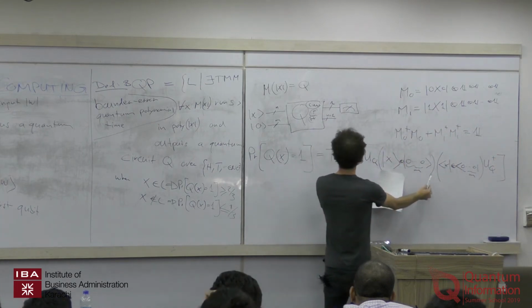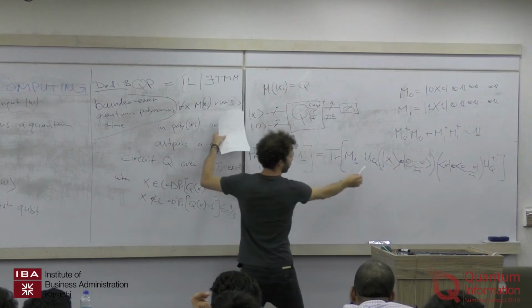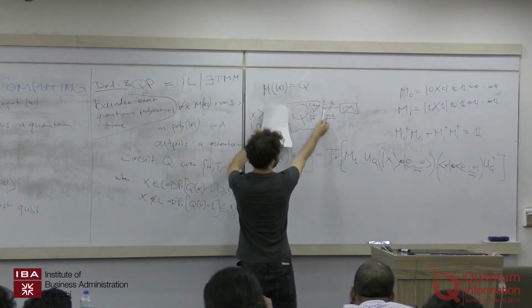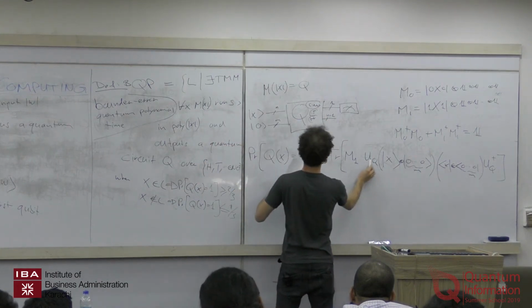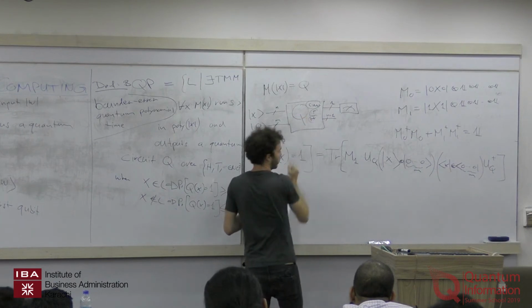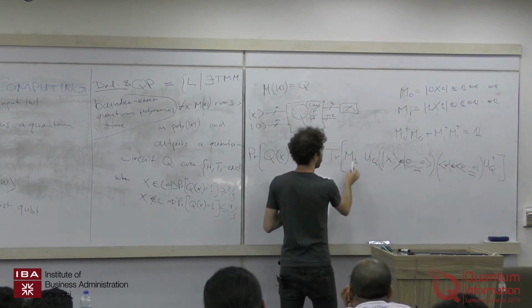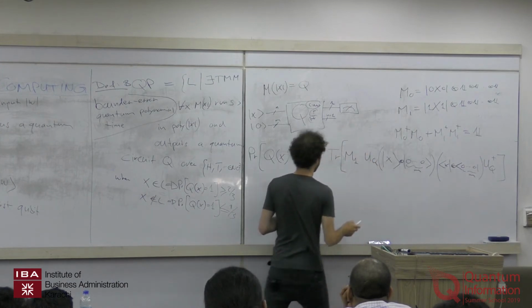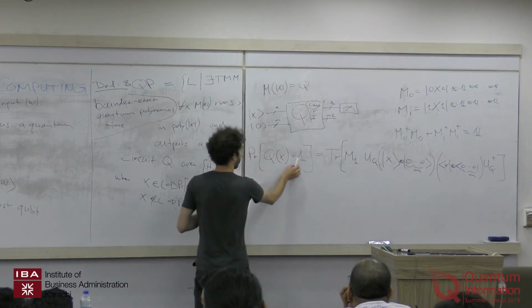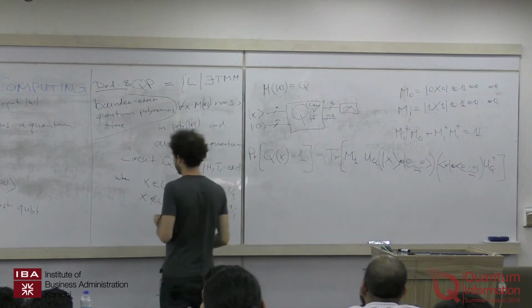So this is having the input state, X tensor 0, evolving it with UQ, the unitary that is implemented by this circuit Q, and then measuring the operator M1. And this is the probability of getting 1 at the end.